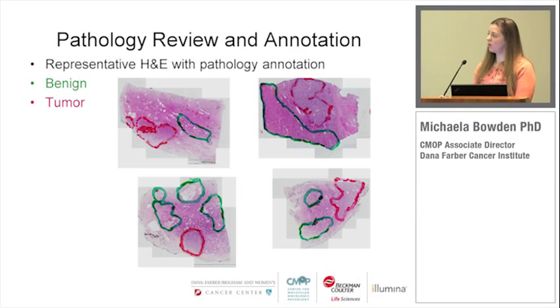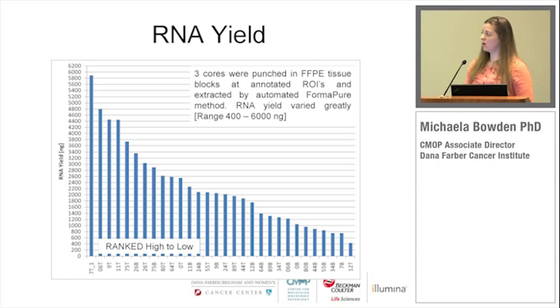And then, as I said, we automated the FormaPure method on the Biomek, and we used the 3 core punches. You can see when you take roughly the same amount of material from each of these specimens, you actually get a very wide difference in terms of the RNA yield. You get anything from low hundreds up to thousands of nanograms, and this is not predictable. We've done this many, many times for other types of projects, and it's just not predictable based off age of the block or anything. We always see this very large spread.